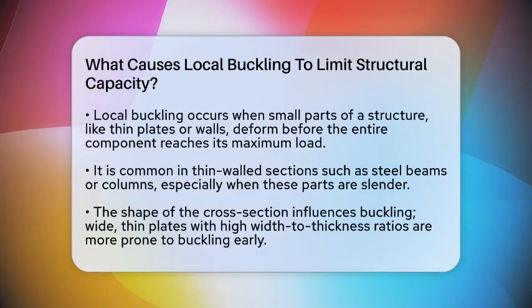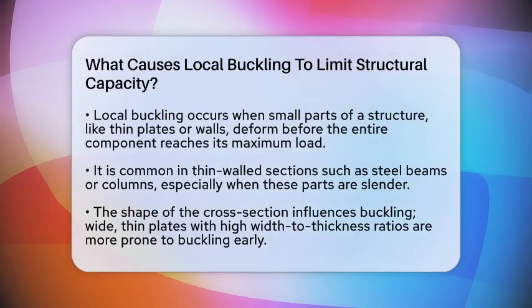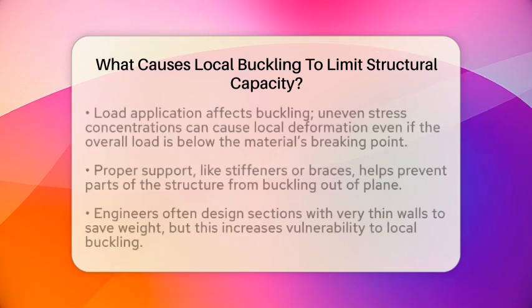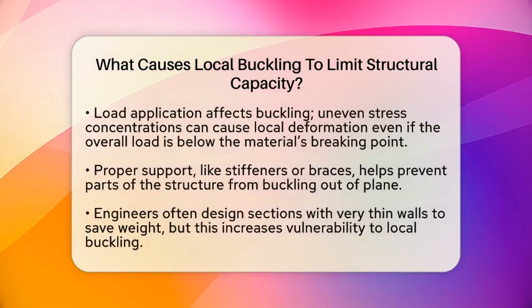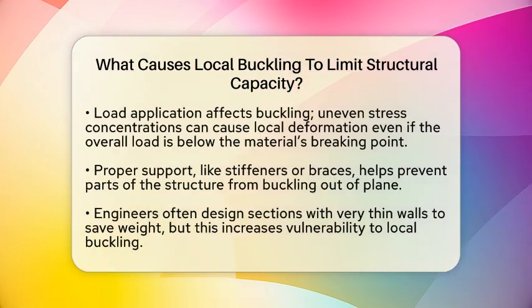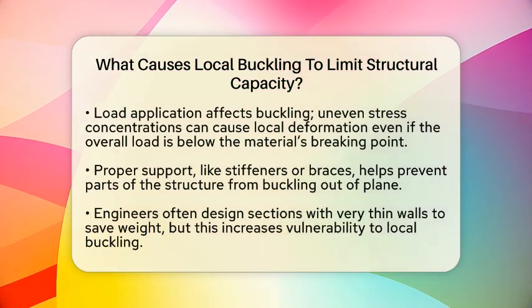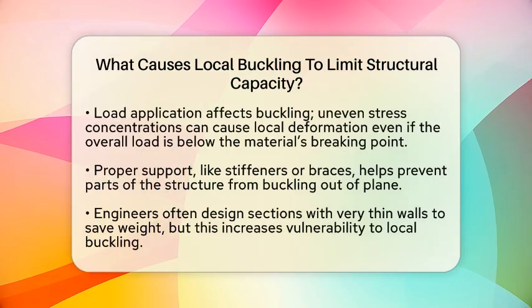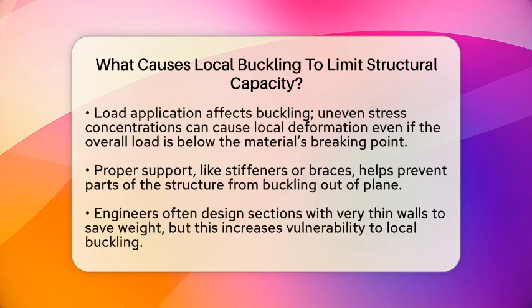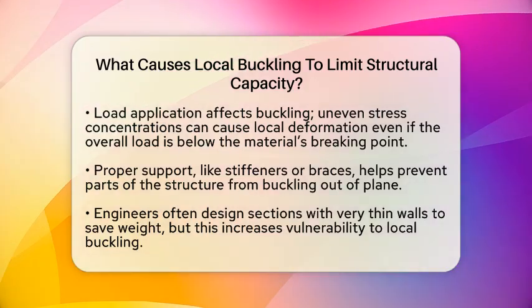One big reason for local buckling is the shape of the cross-section. If the plates or walls are very slender, meaning they are wide but very thin, they are more likely to buckle early. High width-to-thickness ratios make these plates less resistant to bending or wrinkling under pressure. So, a thin wall that is very wide compared to its thickness is more prone to buckling before the entire structure fails.